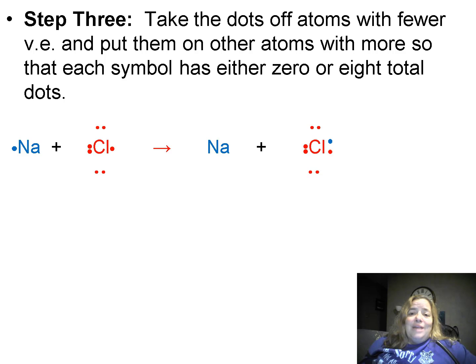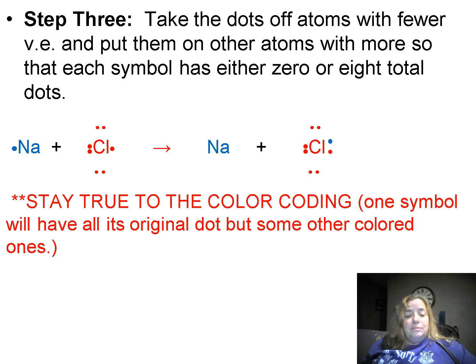If you just draw 8 black dots around something, I have no idea if you just knew that it came from sodium and went on to chlorine, or if you were just throwing 8 black dots around everything. By color coding it like that, you're showing me that you know where it came from and where it went. So if the dot that you moved starts out blue, it needs to be blue at the end. It just moves from one atom to the other.